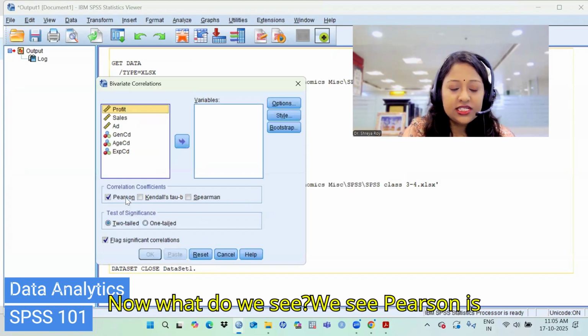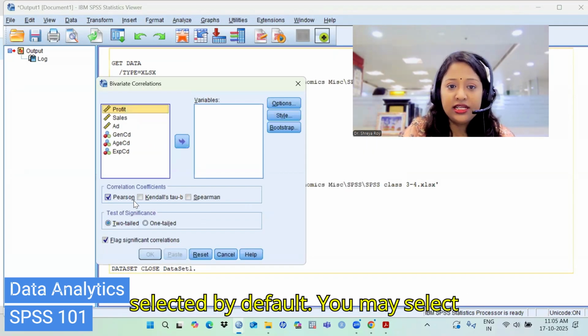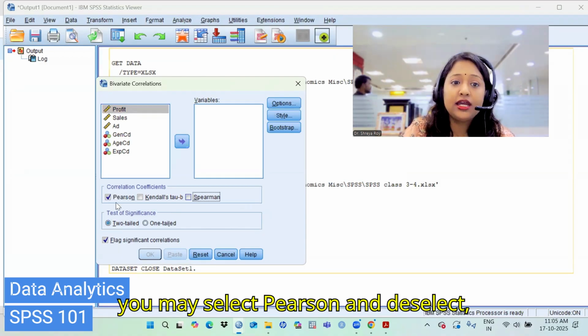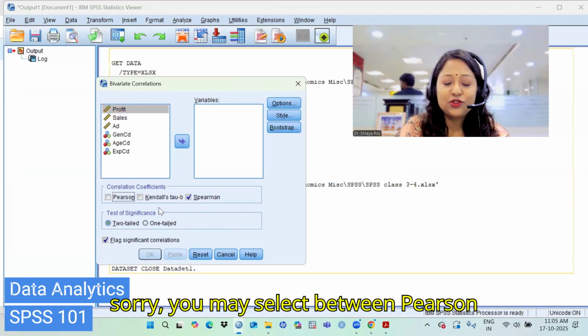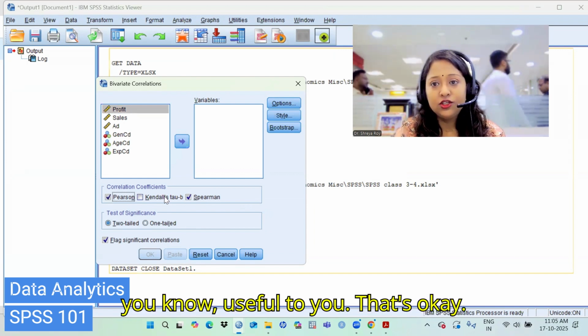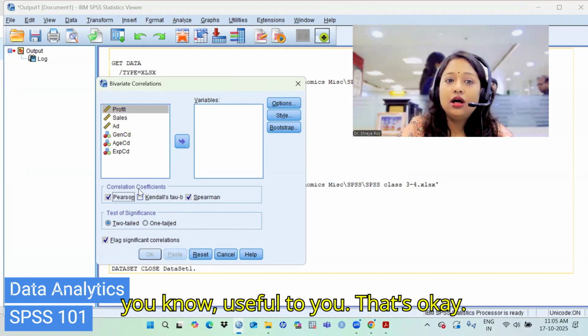Now, what do we say? We say Pearson is selected by default. You may select Pearson, or you may not select Pearson, or you may select between Pearson and Spearman as you feel useful to you. That's okay.